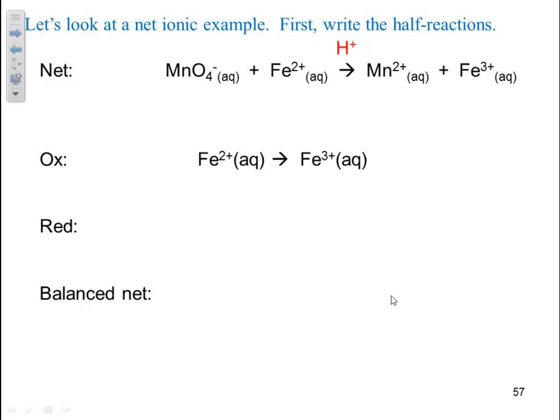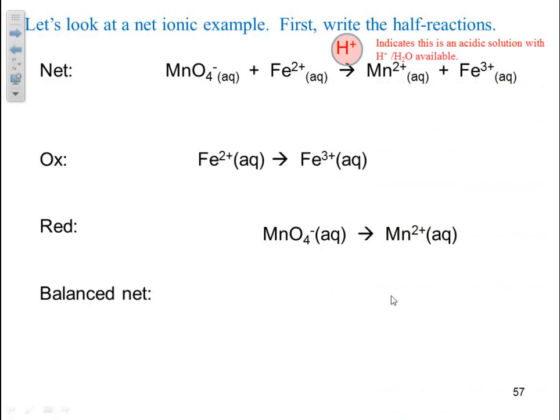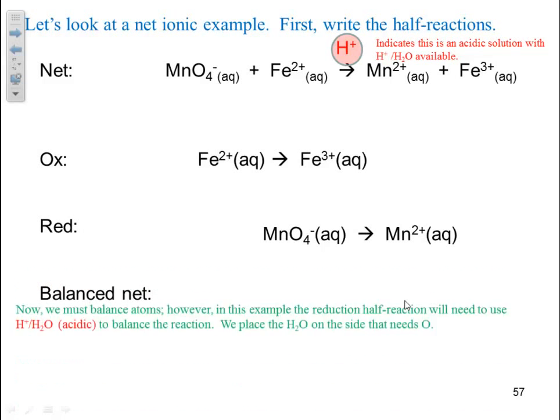So I got iron 2 going to iron 3, and I got permanganate going to manganese 2. Notice the H+, that's an indication that this is an acidic solution, which means I have H+ and water available for me. Next step is to balance atoms. See, I have 1 iron on both sides, so I don't need to change that on the oxidation. But I do have to do some work on the reduction.